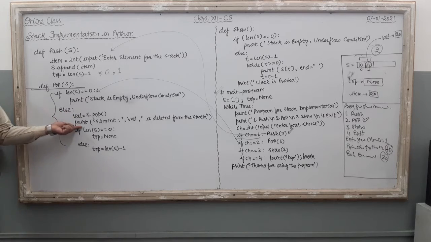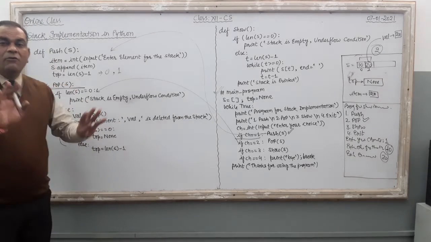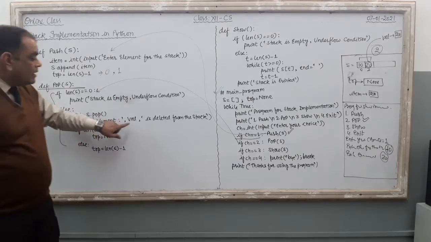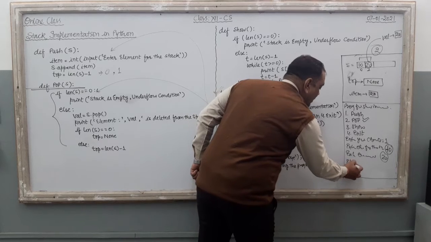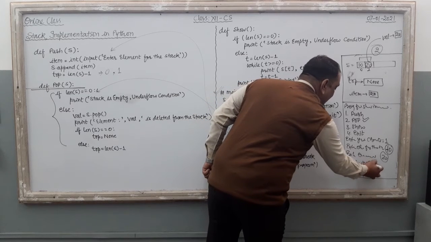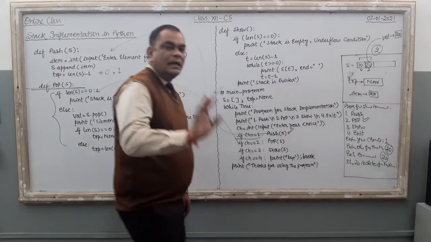Right? Now print element val is deleted from the stack. What is the message on the monitor? Element value means 20. Look, what message is coming? Element 20 is deleted from the stack. Done.